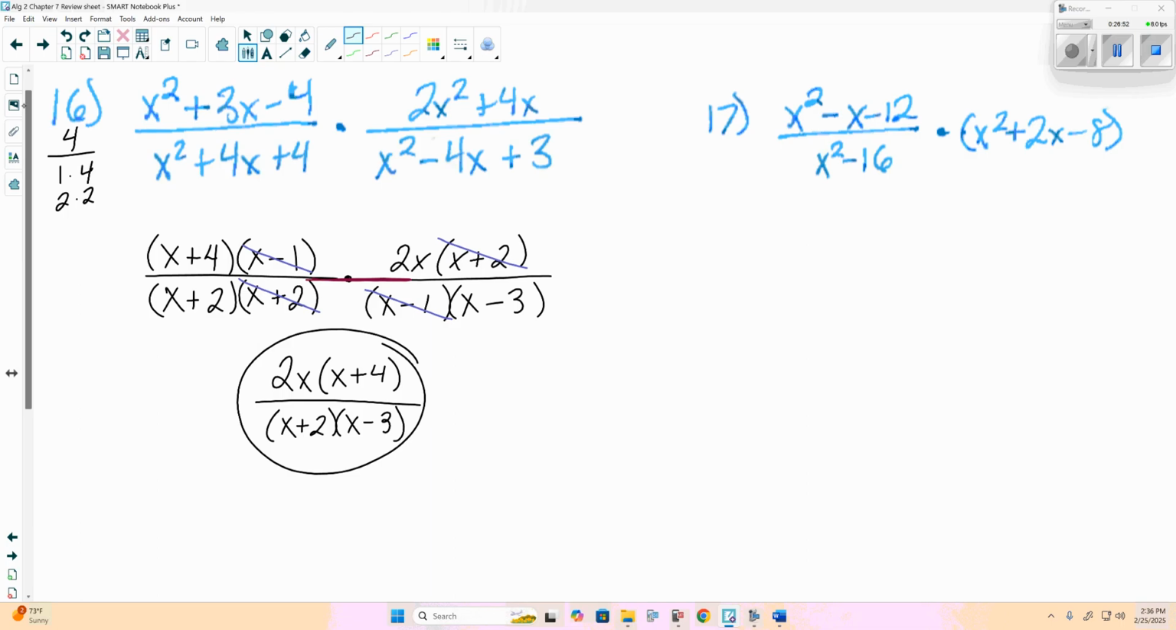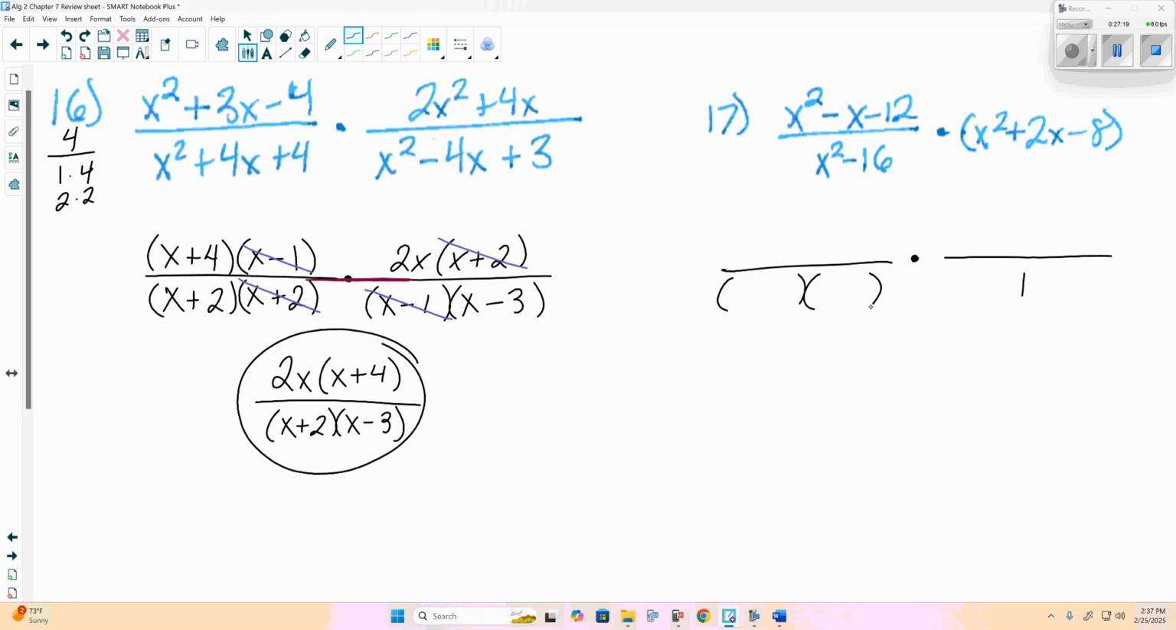Questions on this here? All right. Let's look at 17. x squared minus x minus 12 over x squared minus 16, times x squared plus 2x minus 8.